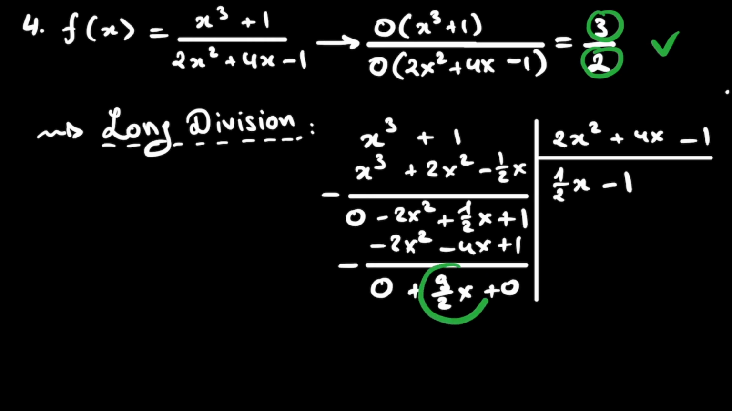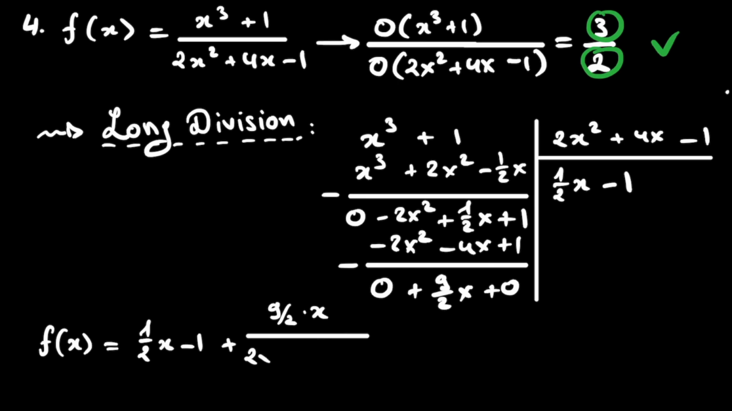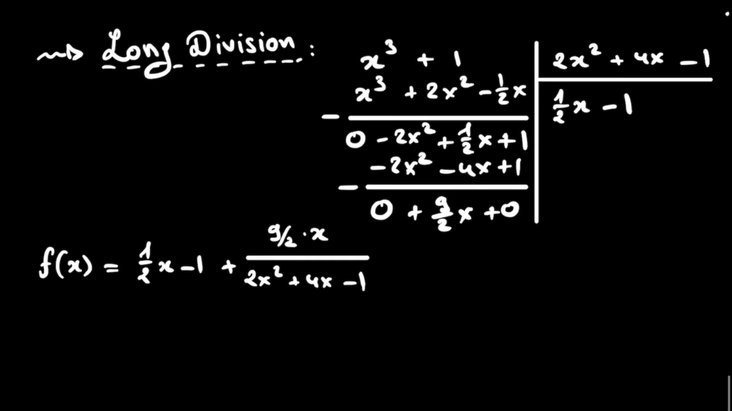And again, since the term which we are left with, 9 over 2x, has a lower power of x than the first term right here, which is 2x squared, this is the end of our long division. And we conclude that our function f of x can be written as follows. The result of our long division, so 1/2 times x minus 1, plus of course our remainder divided by our original denominator, which is simply 9 over 2 times x divided by this polynomial 2x squared plus 4x minus 1. And at this point, you know the drill.